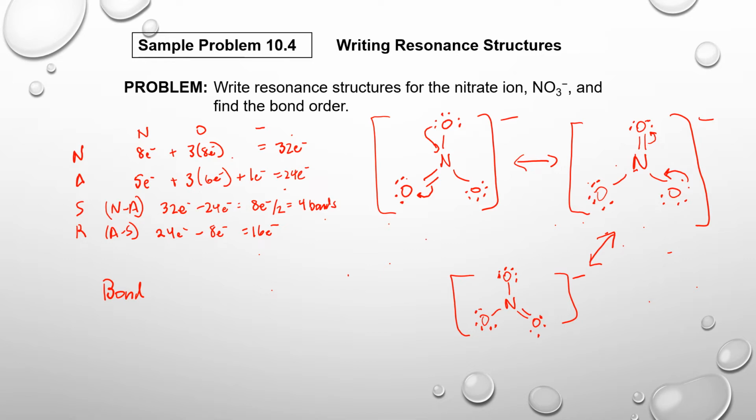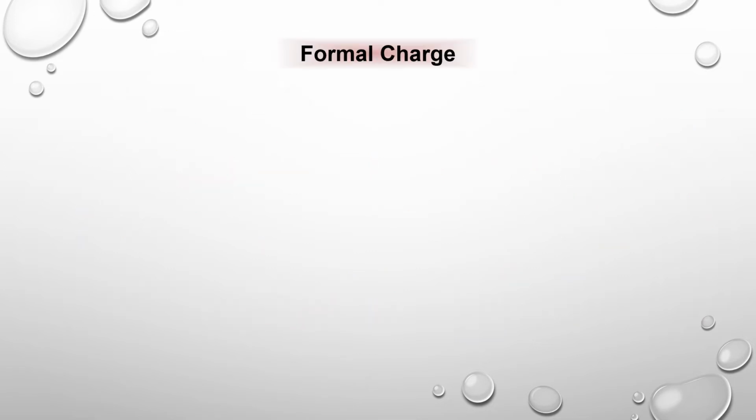So for the bond order, again, we look at the number of electron pairs that we have. So for the nitrate ion there, I have 4 electron pairs. And if you notice, I have 3 different bonds between the nitrogen and oxygen atoms. So I have 3 bonded pairs of the NO bond. So my bond order would be 4/3.